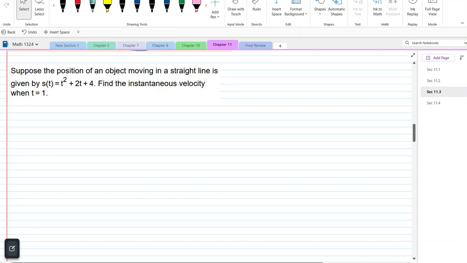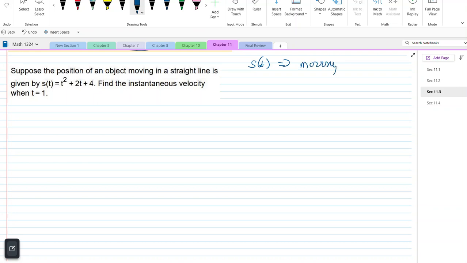Here we have a function that is an s of t. This means it's moving. Imagine an arrow thrown in the air, or a cannon being fired. All of this is movement. So we have an s of t function, and t is time. Time is mainly in seconds because we're moving very fast.